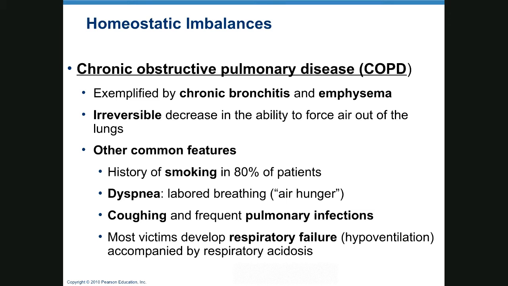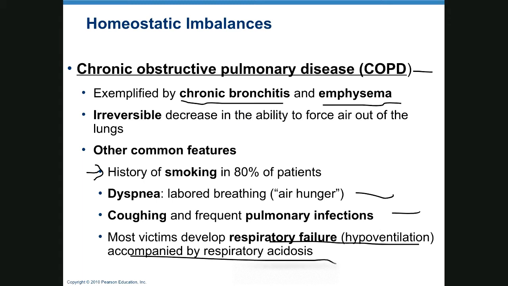Chronic obstructive pulmonary disease, COPD, has chronic bronchitis and emphysema. This is irreversible, and the lungs have a problem forcing air out. 80% have a history of smoking, and if you do smoke, do so outside, because smoking inside greatly increases the damage to your lungs, plus you're killing your kids. So smoke outdoors if you must smoke. Dyspnea is labored breathing, coughing, frequent pulmonary infections. Eventually, they're going to get respiratory failure, hypoventilation, respiratory alkalosis, and death eventually.